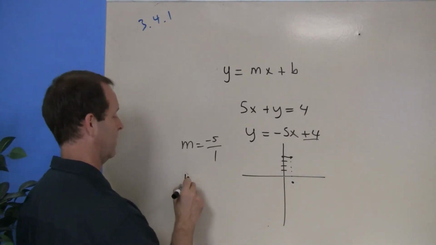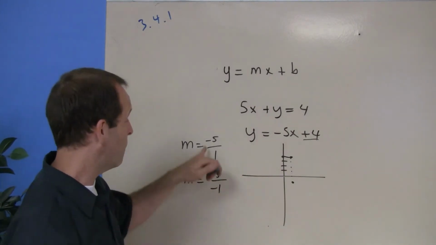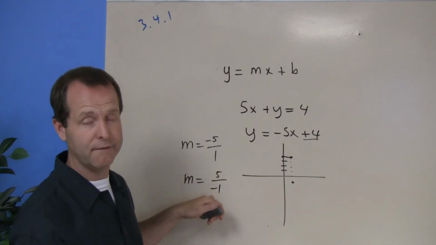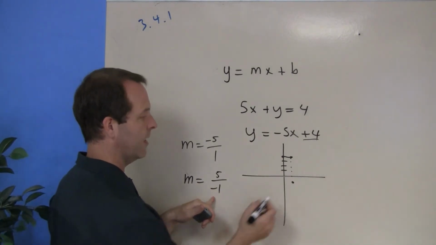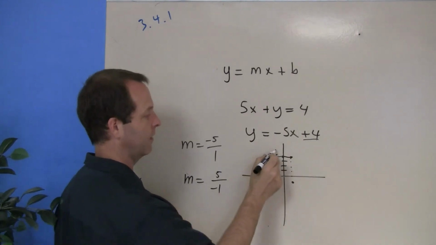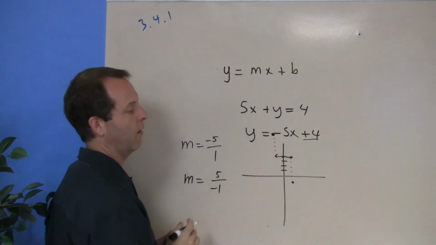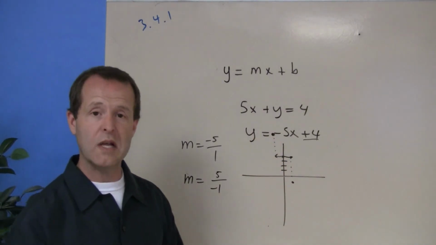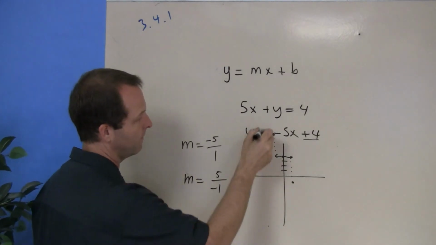The other way that I can look at this slope is as a 5 over a negative 1. Both of these represent negative 5. So what does this slope look like then? Well, this one tells me I go backwards 1 and up 5. And there's the other point. You can see then, all I did is trace the line in the other direction than the way I did before.